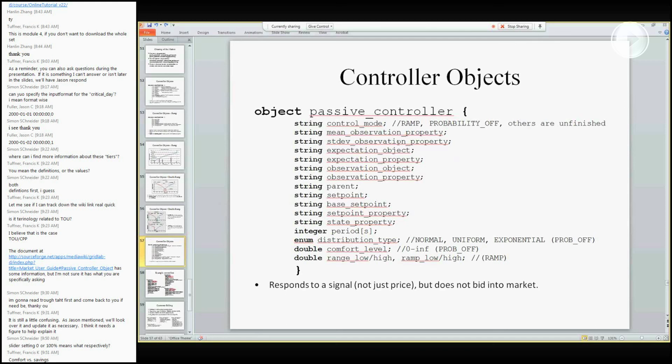Passive controller is built a little bit more flexibly. So you see things like, we're looking for different expectation and observation properties and objects. We're looking for different set points and properties and things like that. And it's all built so that we can respond to not just a price signal, but any signal, so that you can look at any type of device or any type of signal coming out of any type of device and respond to it in an appropriate manner. And the whole reason is that because this device doesn't have to bid back into a market, it's much more flexible in its structure and the way that those can be put together.